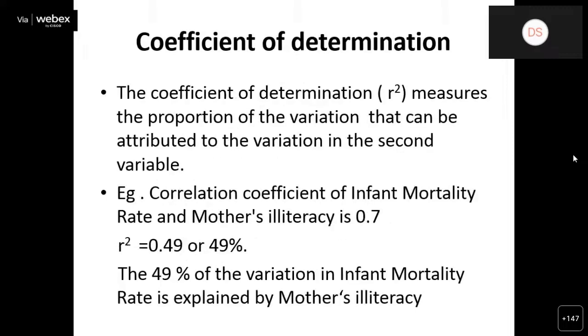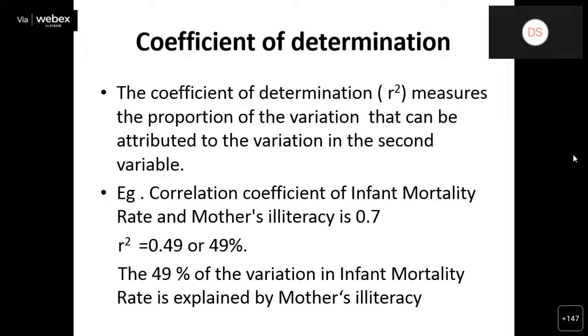We have one more term which you should look into in this study, which is called the coefficient of determination. The coefficient of determination, the R-square value, measures the proportion of the variation that can be attributed to the variation in the second variable. When you analyze the correlation coefficient of infant mortality and mother's literacy, the correlation coefficient is 0.7, but we have one more indicator, the coefficient of determination, the R-square value: 0.7 into 0.7, which is 0.49, that is 49%.